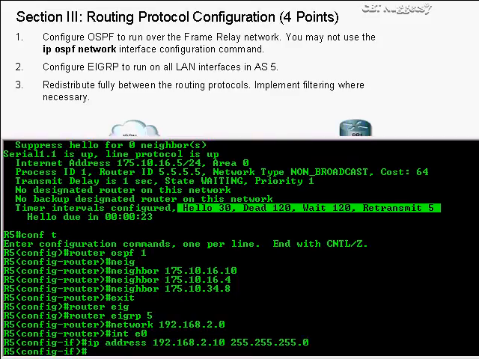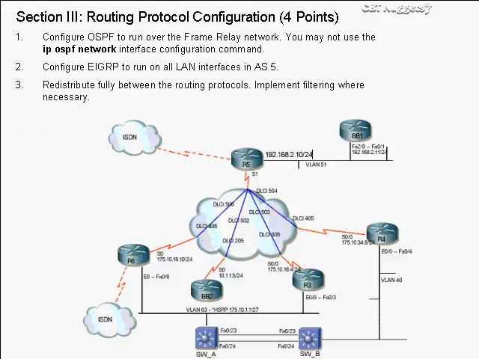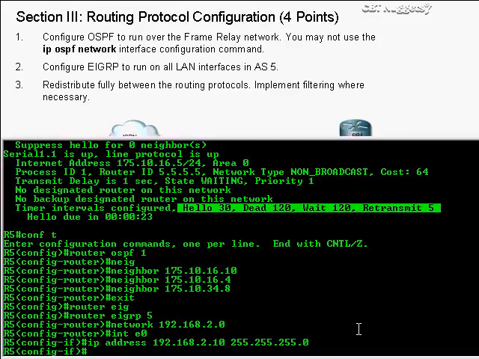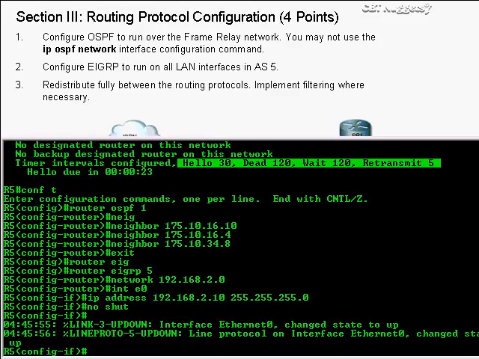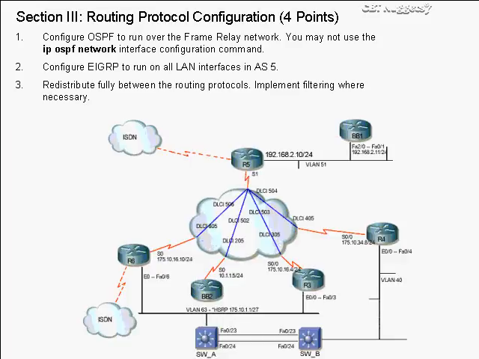By the way, typically flipping back and forth like this isn't commonly done because you'll either have a lot of screen real estate or you'll have that huge legal piece of paper that you're referring to and writing these IP addresses on each time you assign them. I'll do a no shut over here as well. So I now have OSPF and EIGRP running on these two, and it says finally redistribute fully between both of these routing protocols. Implement filtering where necessary.